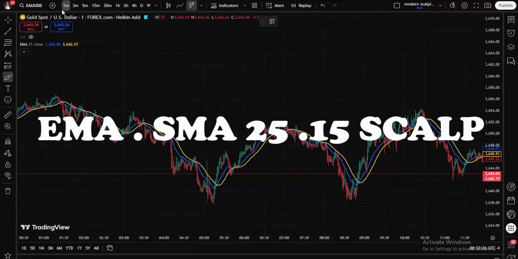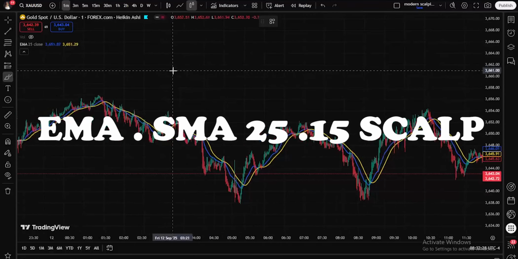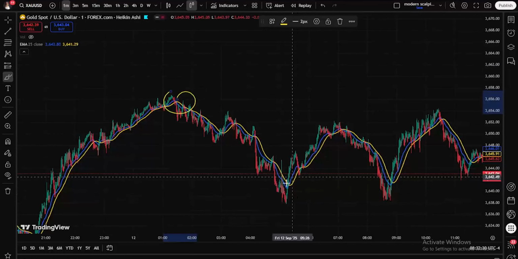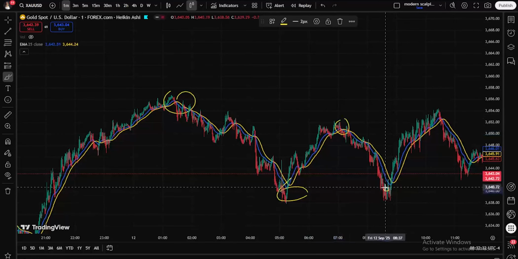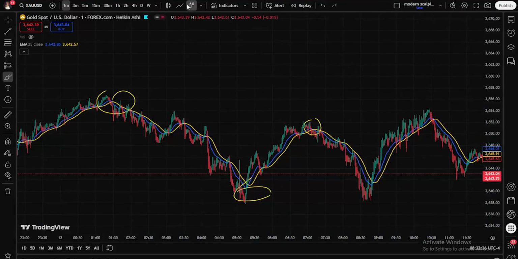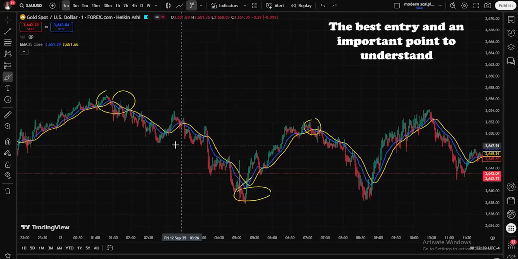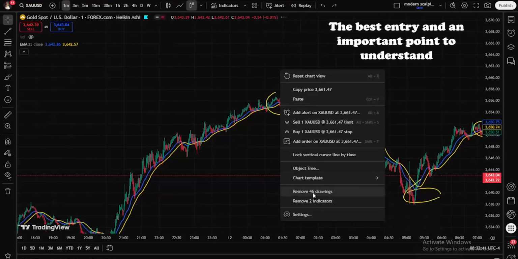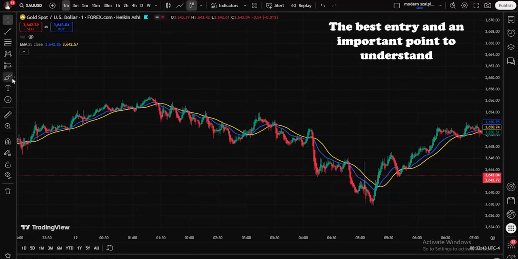Have you ever noticed that sometimes the exact price comes back to a line? This is not a coincidence. It is mathematics and technical tools behind it. Today I want to show you how to find these golden points by combining EMA, SMA, Heiken Ashi, and Fibonacci.